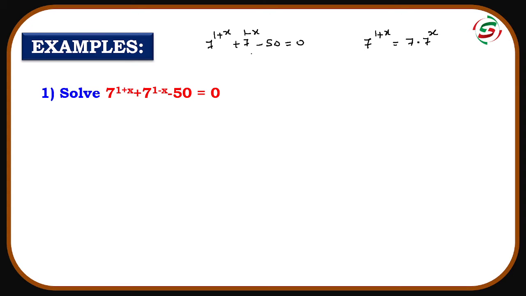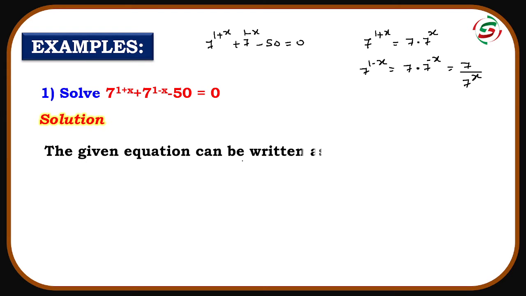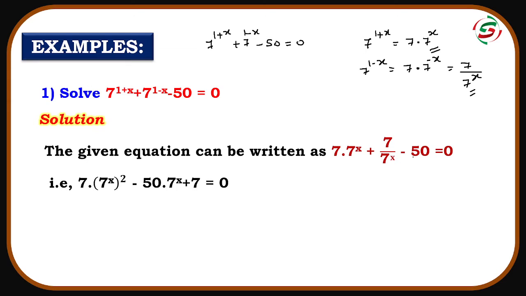In the same way, you can write 7 to the power of 1 minus x as 7 into 7 to the power of minus x, that is nothing but 7 divided by 7 to the power of x. So that you must know. The given equation can be written as 7 into 7 to the power of x, plus 7 divided by 7 raised to x, minus 50 equal to 0. Now take the LCM.